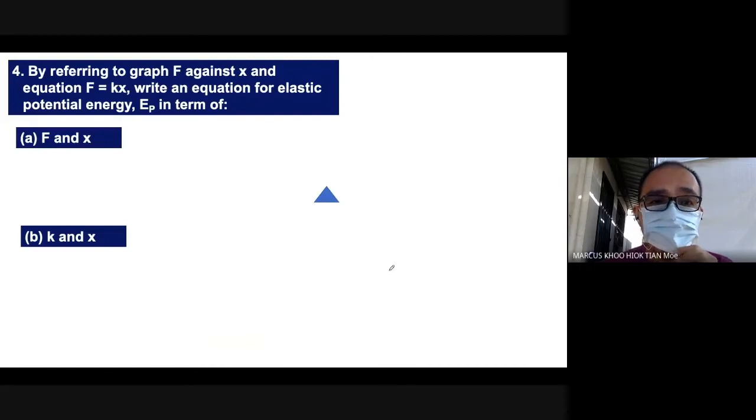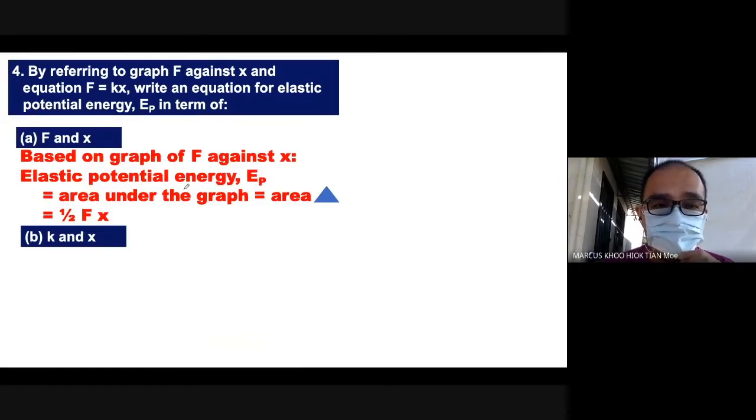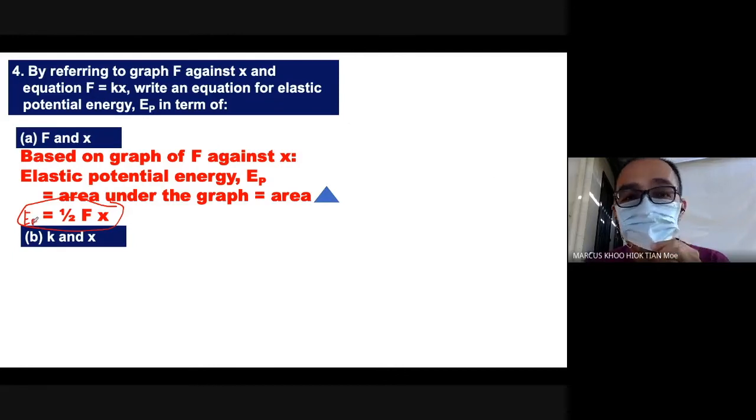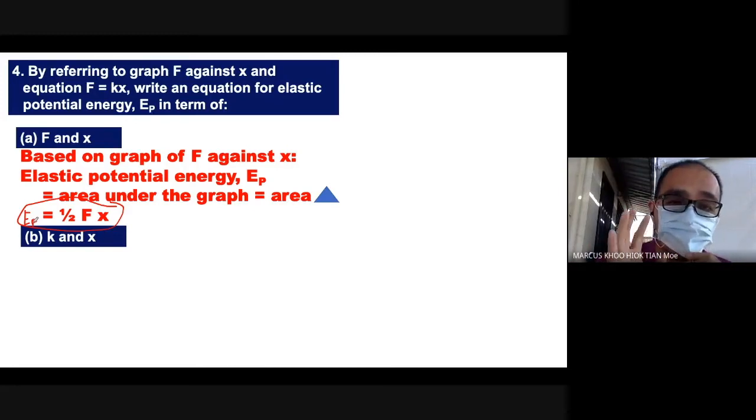So as I said just now, the area under the graph, as in the triangle, is actually half of Fx. And since the area under the graph is the elastic potential energy, this is the second formula that I want you to remember lah. Elastic potential energy equals to half of Fx. Now, if you're thinking in terms of the question, kalau dari segi soalan lah, you have to look at it in two ways lah.